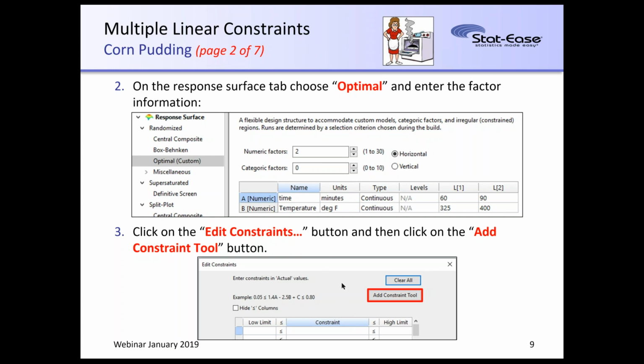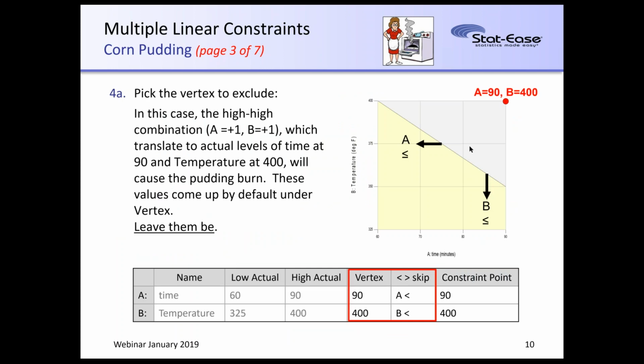I'm not showing it. And that brings up this box. And if we knew the linear constraint, we could just type it in here. In this case, we know what vertex we want to eliminate, and we know what factor levels we need to eliminate it. So I click on the Add Constraint tool. That then brings up this box. And so we've got our time, its range, our temperature, its range, and we define which one of the vertices we want to eliminate. In this case, we want to eliminate the highest time and the highest temperature.